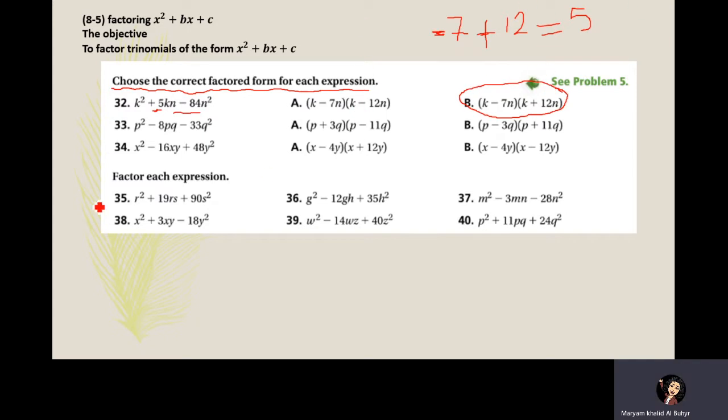Please make sure that you write them in your notes. Now, what about this one? If you have something similar to this one, here we have negative 8. We must get negative 8 and 33.